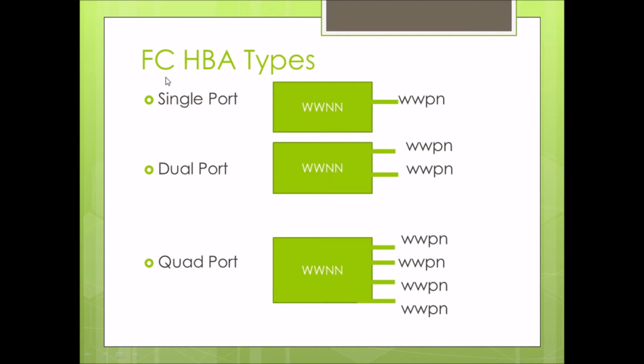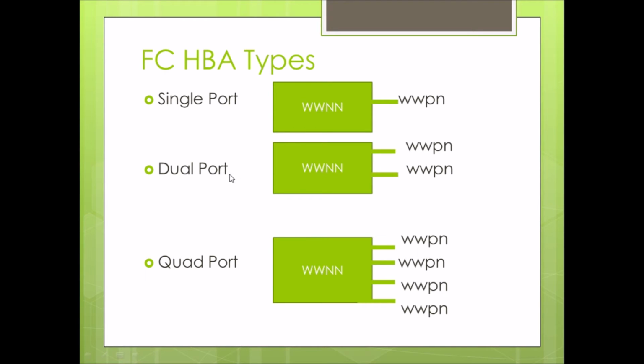In SAN environment, we get FC HBAs of different types. Basically, single port HBA card is available, dual port HBA card is available, and quad port HBA card is available. If we see in single port, let's say this is our HBA card, and one port is available, that is FC port. So for the entire card, we get WWNN number, that is worldwide node name. And to the port we get a WWPN number. So this number is different and this number is different.